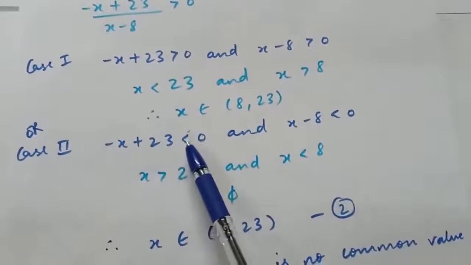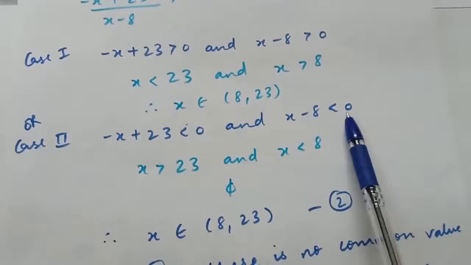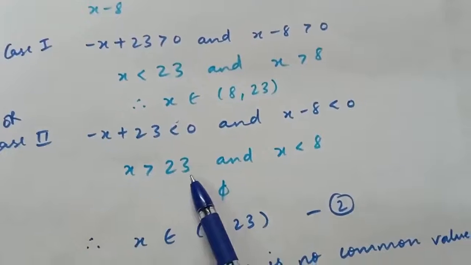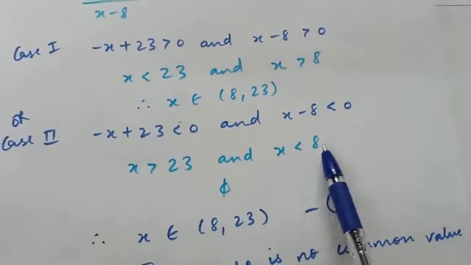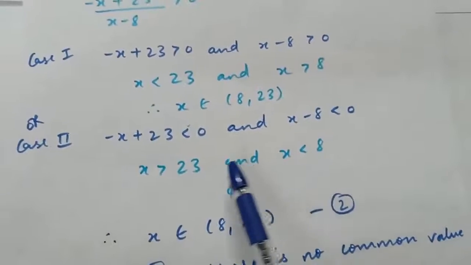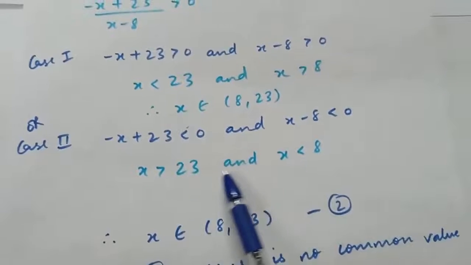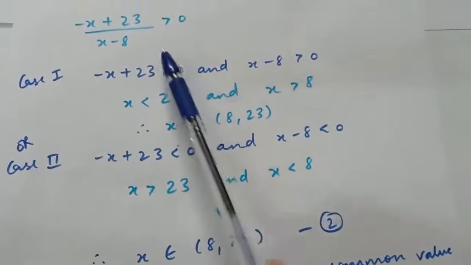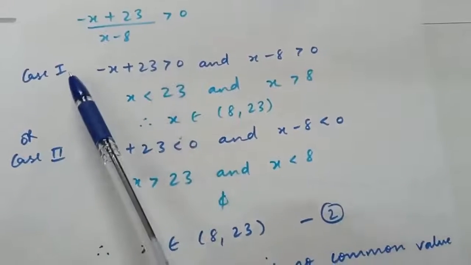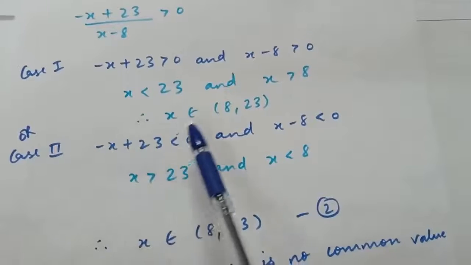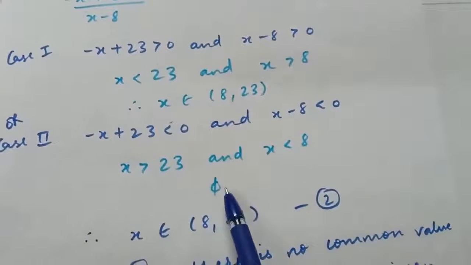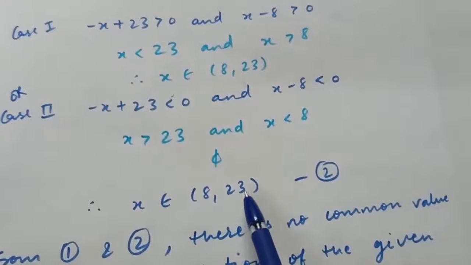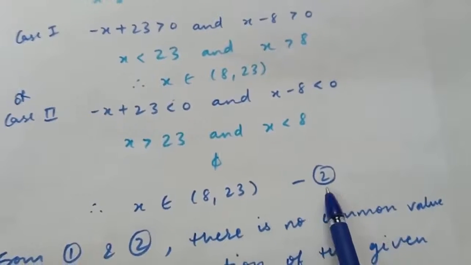Now the second case is when both the numerator and denominator are less than 0. So you will get x greater than 23 and x less than 8. Since there is no intersection between these two, the result will be empty set. Now the solution of the second inequality will be the union of the first and second case. So the union of this and the empty set will be x belongs to 8 to 23, and let this be 2.